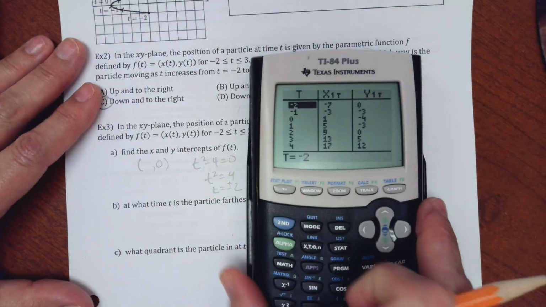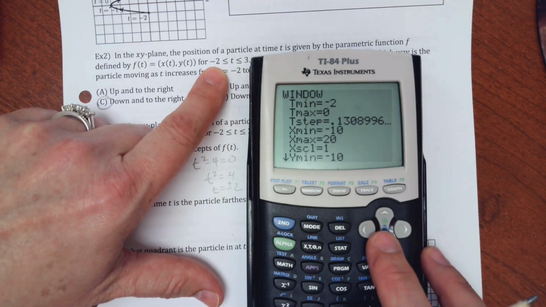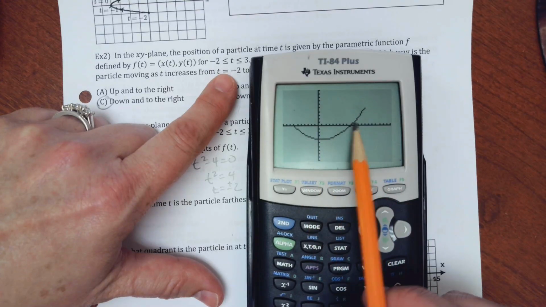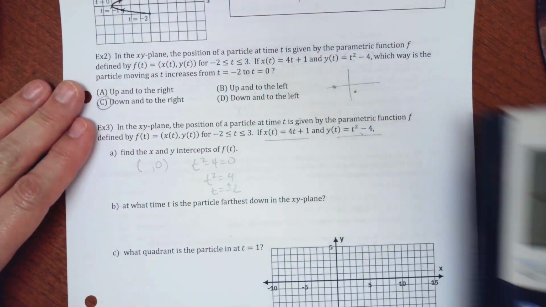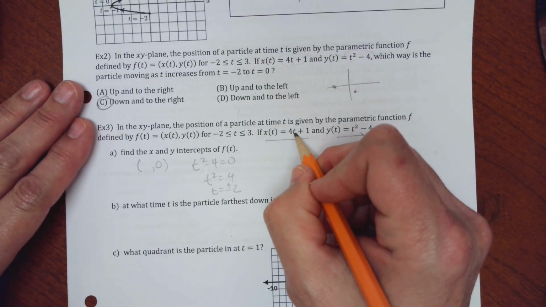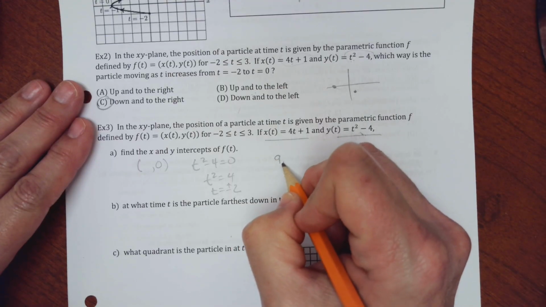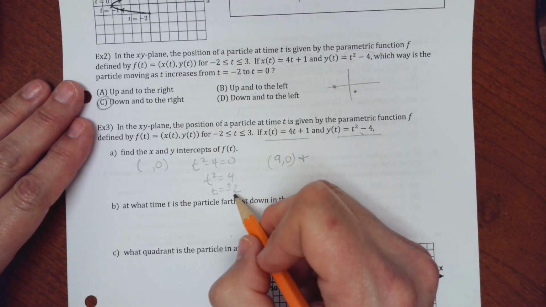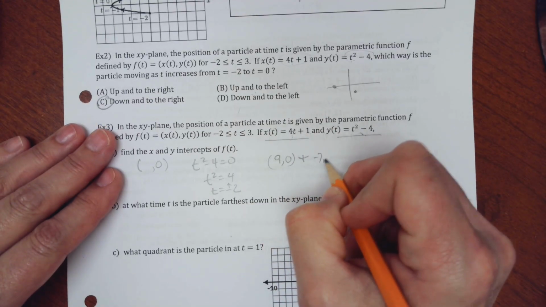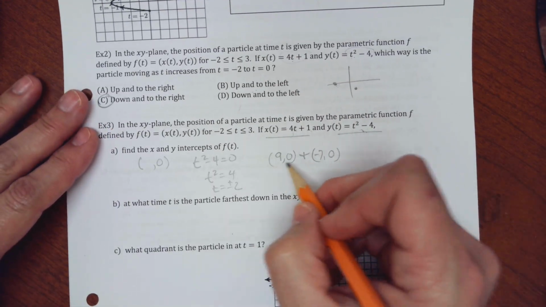So, and also on my graph, I was able to see if I just let the window go from -2 to 3, I can see that I'm looking for 2 x-intercepts anyway. So you can find it on the calculator as well. But if I plug 2 in for t, I'm going to get 8 plus 1, so I get the coordinate of 9, 0. And if I plug -2 in here, I get -8 plus 1, which is -7, and 0, which is the one we saw up here. Okay, so there's my x-intercepts.